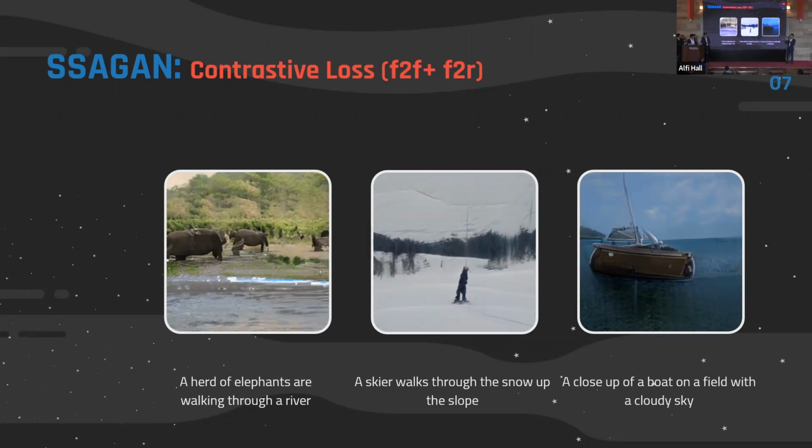So in order for us to better tune our hyperparameters, we chose the best two models: SSA GAN with fake-to-fake loss, and SSA GAN with fake-to-fake and fake-to-real losses. As you can see from the pictures, the model was indeed able to capture the general shape of the image.